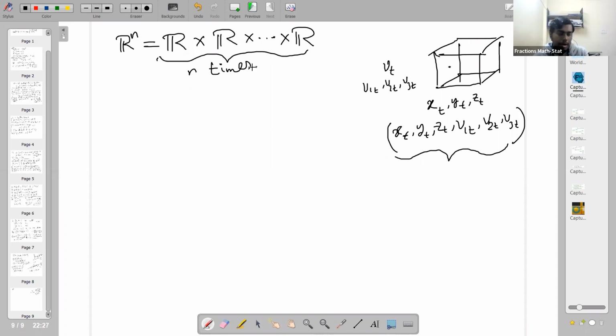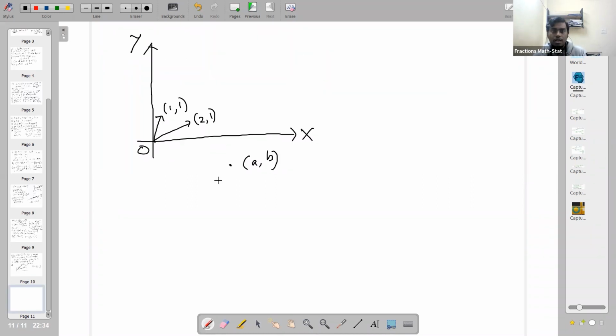Suppose for a particular individual, we want to measure n properties, and we want to represent all of the properties as a whole. Okay, then we need Rn, right?